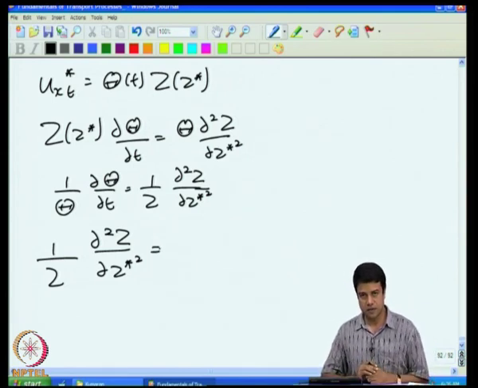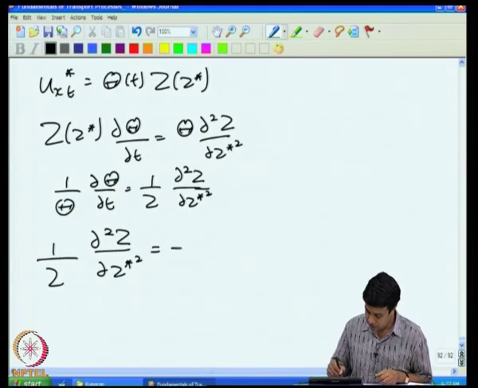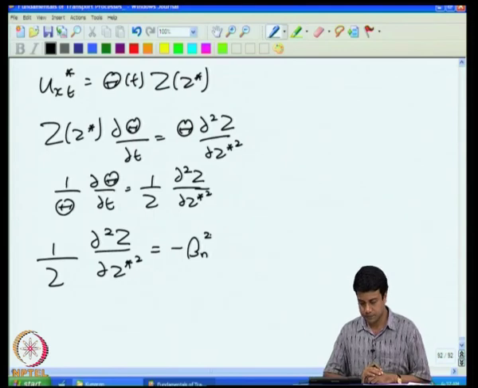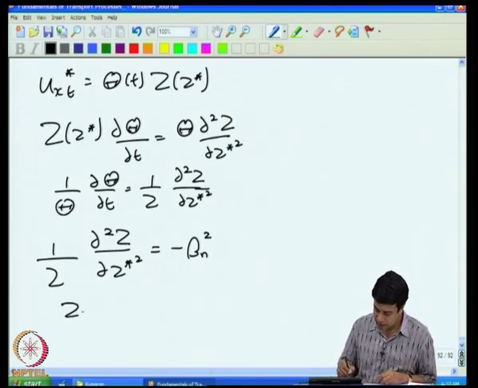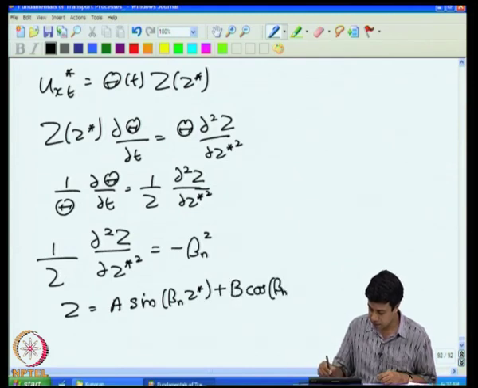If it were a positive constant, I would get exponentially increasing and decreasing functions, and it would not satisfy boundary conditions. If it were a negative constant, I would get sinusoidal solutions. And then there is a chance to satisfy boundary conditions if I choose the constant appropriately. So, this I can write as a negative constant, minus beta n square. That means that Z is equal to a sine beta n z star plus b cos of beta n z star.